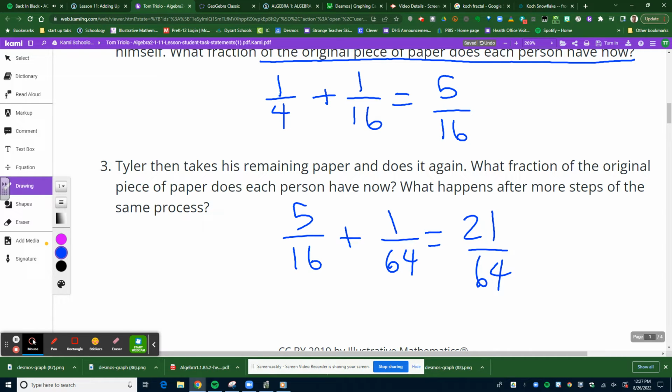All right. That's pretty easy. So he keeps his remaining fraction of the original piece. Something doesn't look right. What happens after more steps of the same process? Did you just lose the Wi-Fi? This is 3, 15/16.